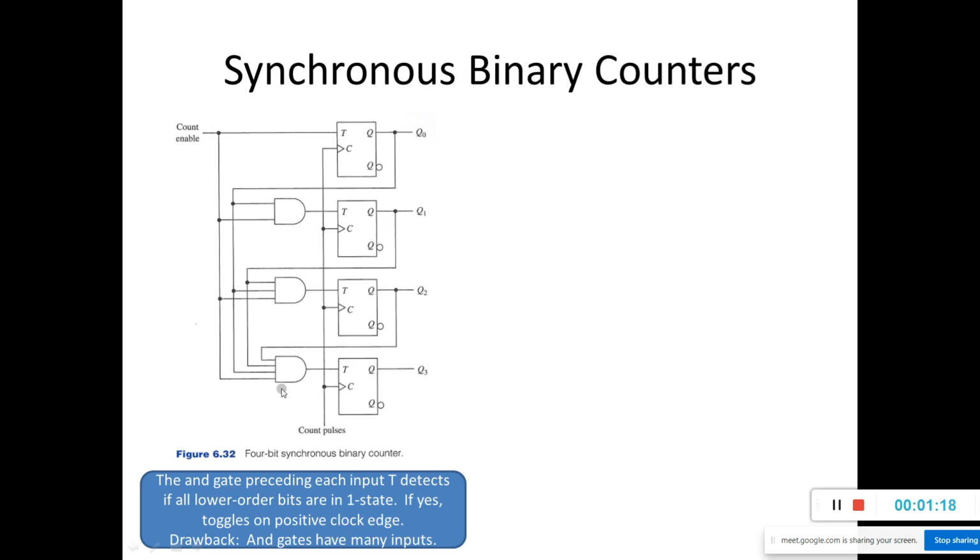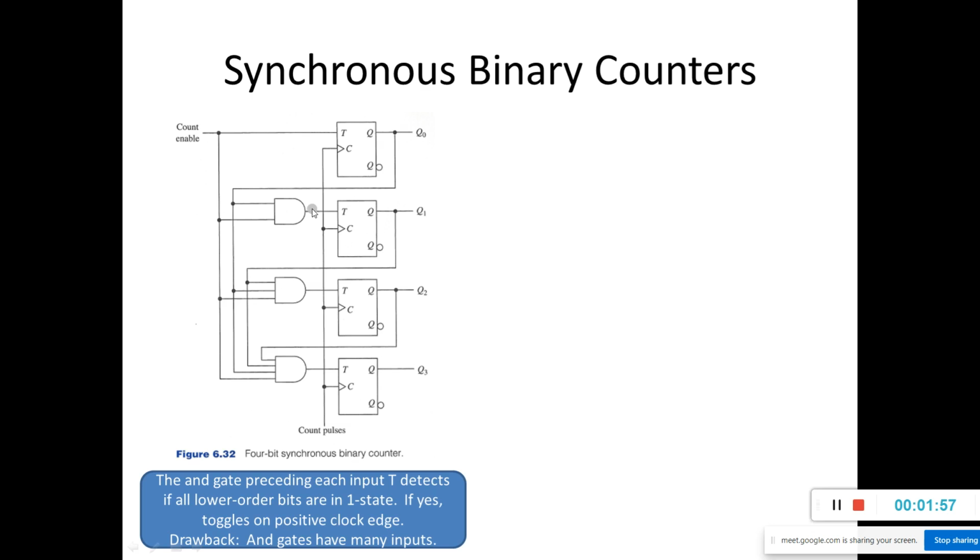And the count enable, how will we come to know that it is 1 or 0 here? See here. The Q0 output is given as one of the inputs to the AND gate, and the count enable is given as one of the inputs to the AND gate. If Q0 is 1 and count enable is 1, then only the output of the AND gate will be 1 and then it is given as an input to the T. What does it mean? If count enable is 1 and the output of the previous flip-flop is 1, that time the AND gate output will be 1 and then it is given as an input to the T.